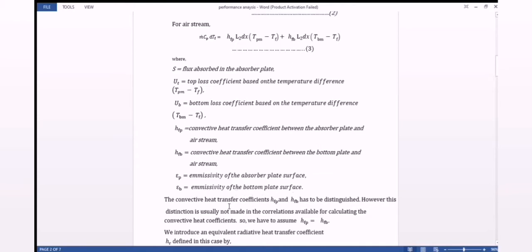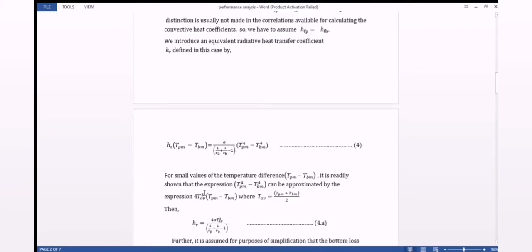While writing the energy balance equations 1 to 3, we distinguish between HFP and HFB, the convective heat transfer coefficients. However, this distinction is usually not made in the correlations available for calculating the convective heat transfer coefficients. Thus, while using the correlations, we will have to assume HFP is equal to HFB.